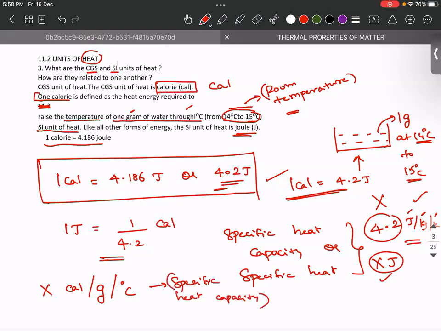Are you able to understand this? But this x calorie is the amount of heat. So here I'm not talking about specific heat capacity, I'm talking only about 1 calorie, so I'm concerned about this numerator. If I take calorie per gram per degree Celsius, then I'm concerned about a parameter called specific heat capacity. Everything is related; you will understand why slowly.